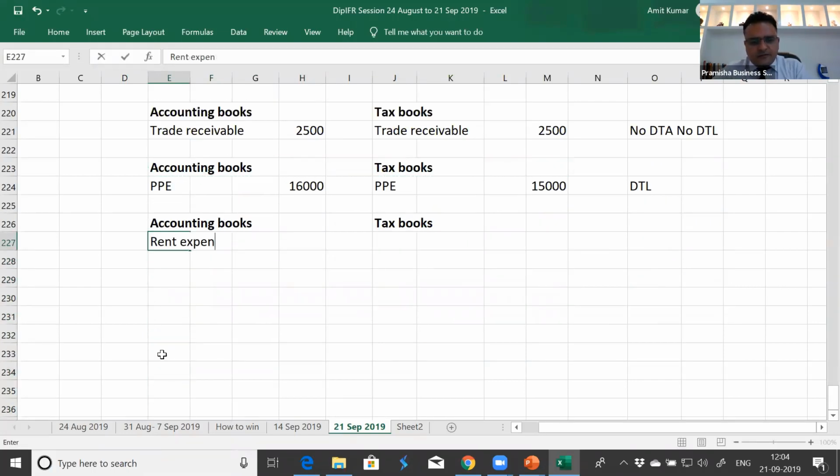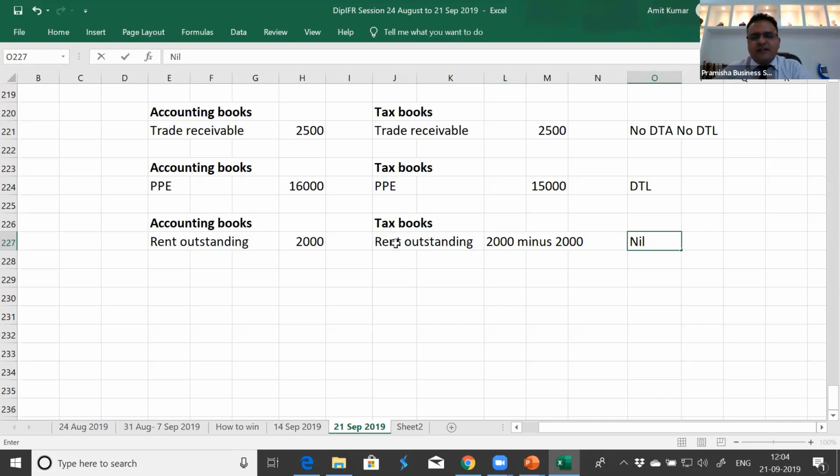Rent expense is shown as rent outstanding at 2,000. Tax base of liability: nil. Perfect. Rent outstanding, tax base of liability is nil. 2,000 less any amount available for deduction in future. Yes, 2,000 is available for deduction in future. Nil.